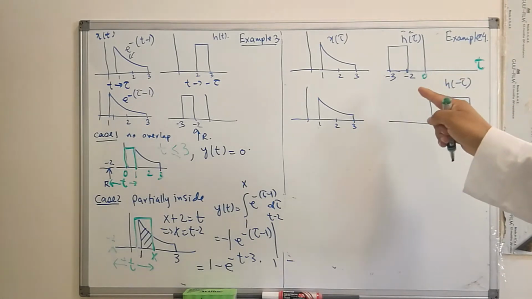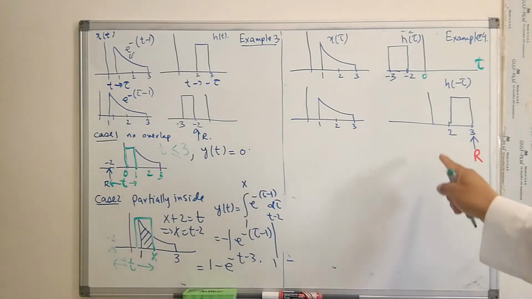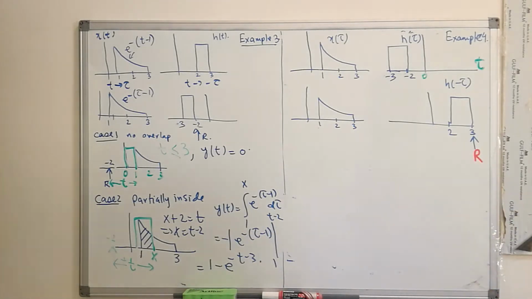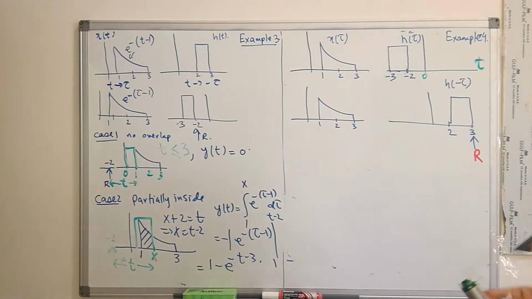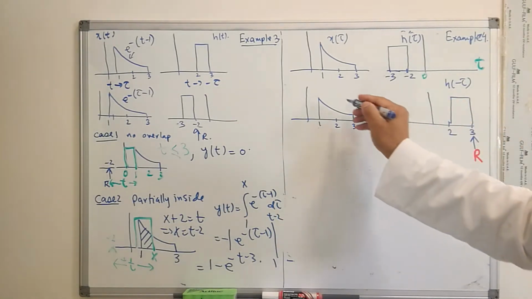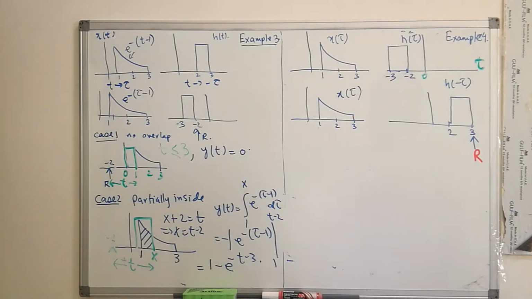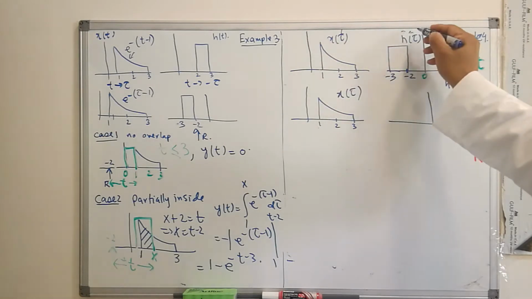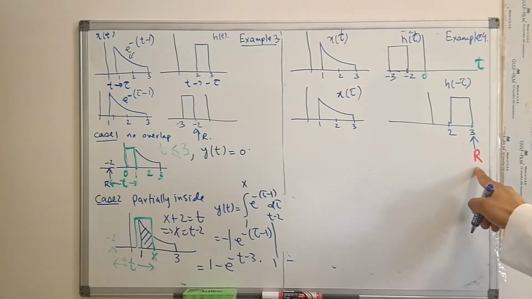So what we do is very similar to example three. The only difference is the reference, so some of the calculations will change. I will just do the first two cases and then you can do the rest of them. So the first step is to change the x of t to x of tau, and this is actually t, and h of tau to h of minus tau, and identify the reference point.